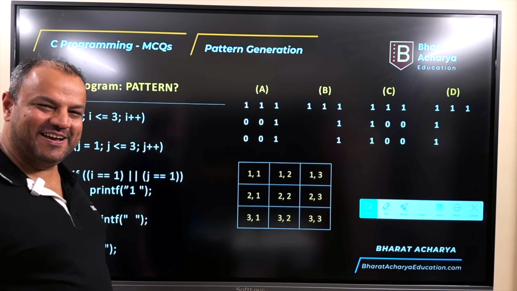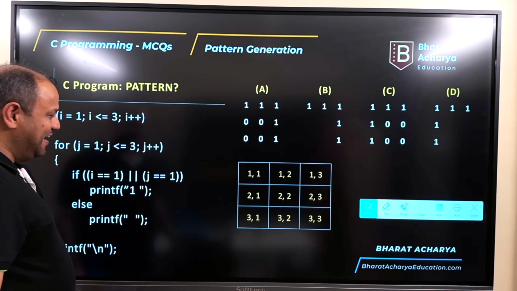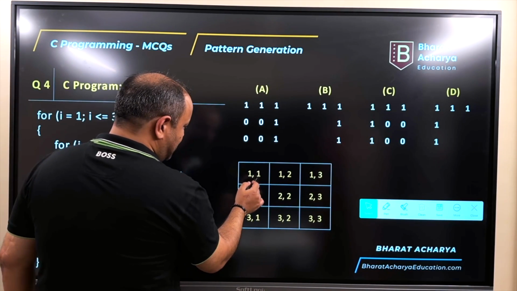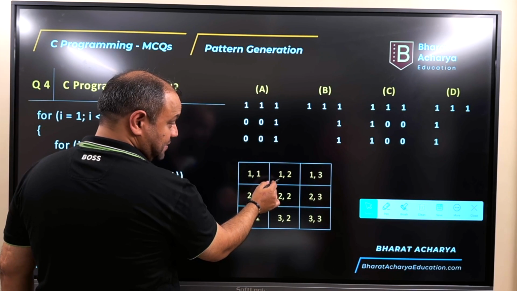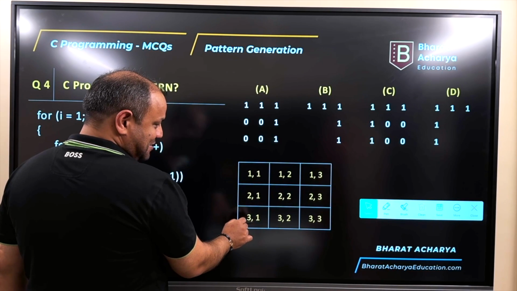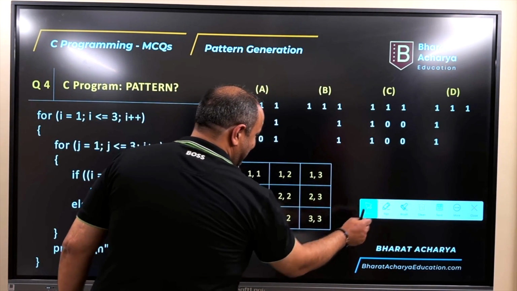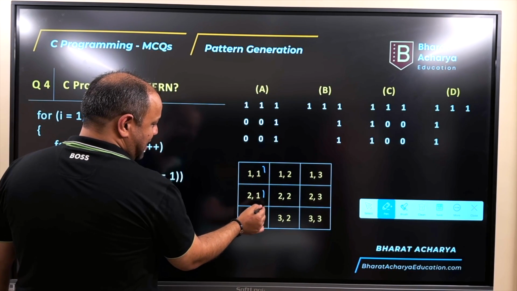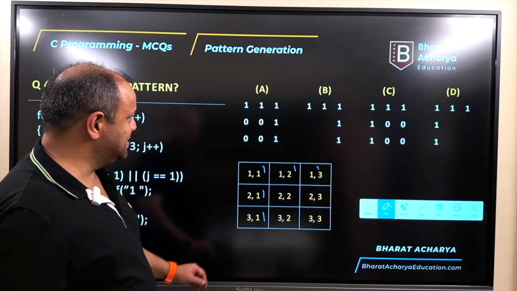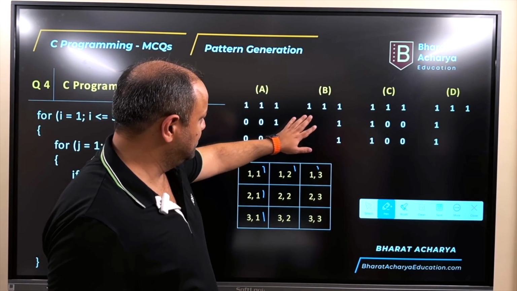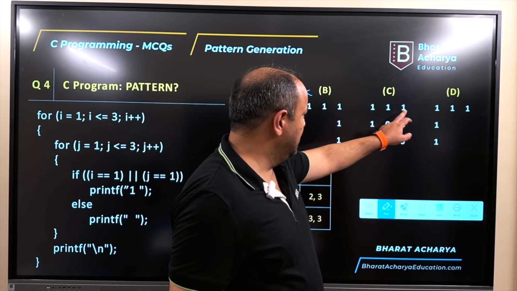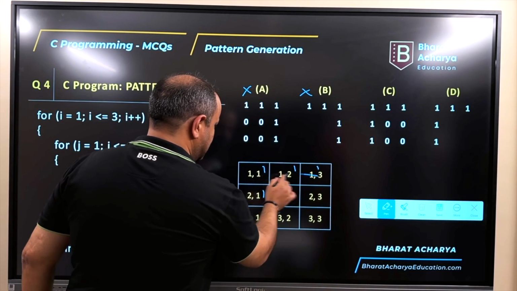Are you ready? Did you get the answer? Let's see. When i is 1 or, this double line means or, j is 1. i is 1 or j is 1, satisfied, because i is 1. j is 1. That means we are talking about all of these. These will have a 1 printed. First of all, let's see that. So this is ruled out. A and B are ruled out. Your options are either C or D, because they have a 1 printed in this border.